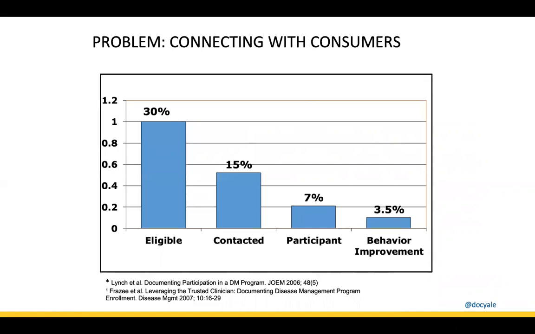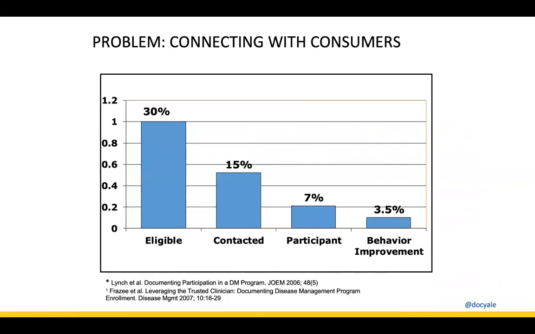And when you try and contact people, only half can be found, or 15% of the original population. And of those, only 40% take any action to improve their health. So now we're down to 7% of the original population. And only half of those, or 3% of the population, actually show improvement.